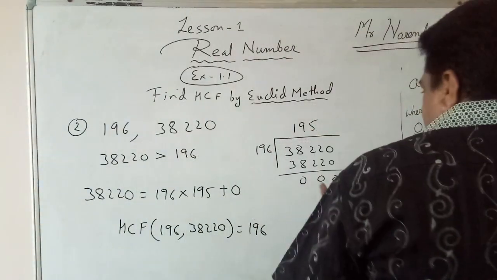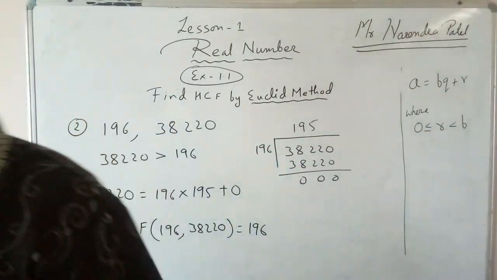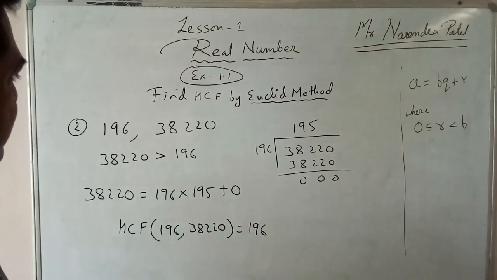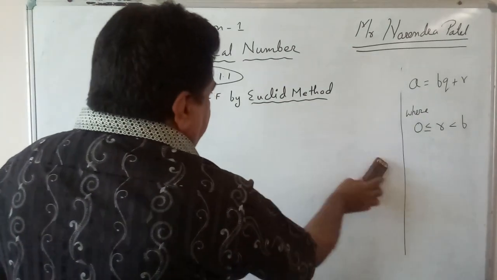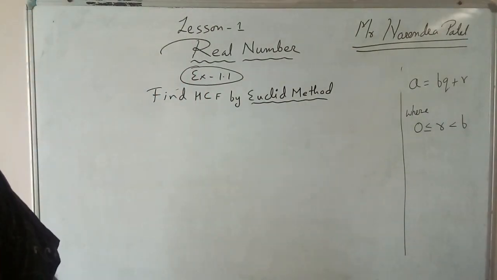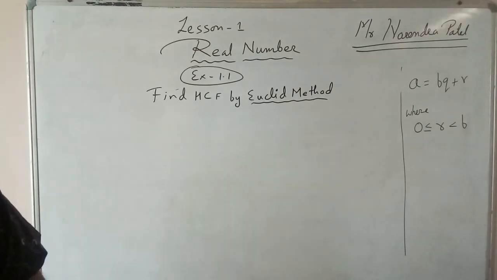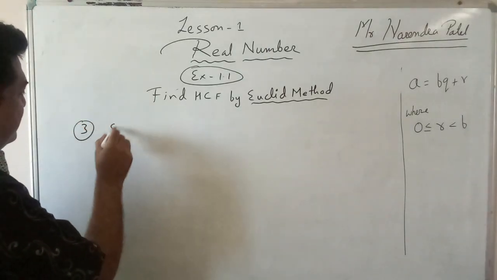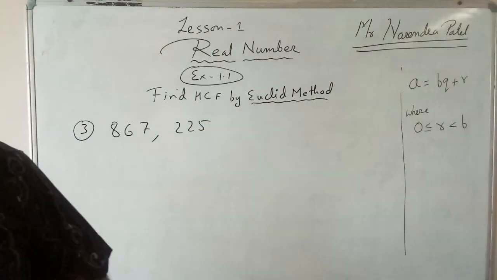You can divide it one by one also, or directly you can do like this also. Both the methods are same. Now let me take your third sum of finding HCF. You have to do all these sums 2 times in your notebook so that you can be able to solve any type of sum. Third sum is 867 and 225.